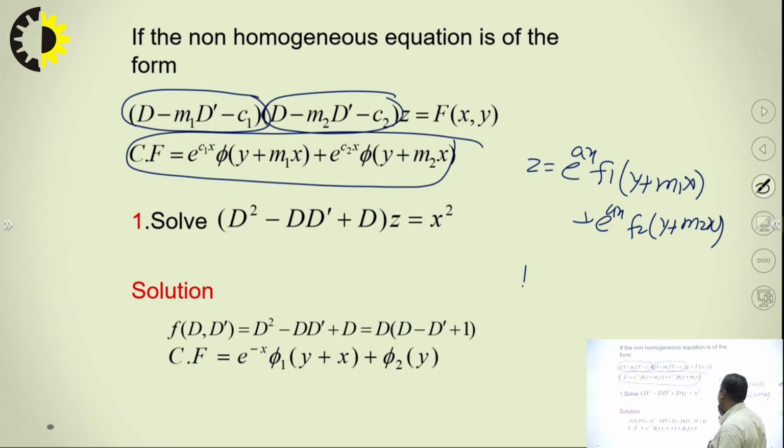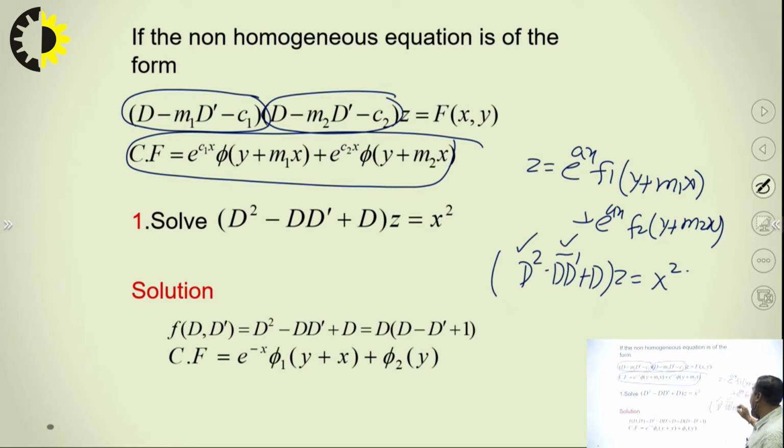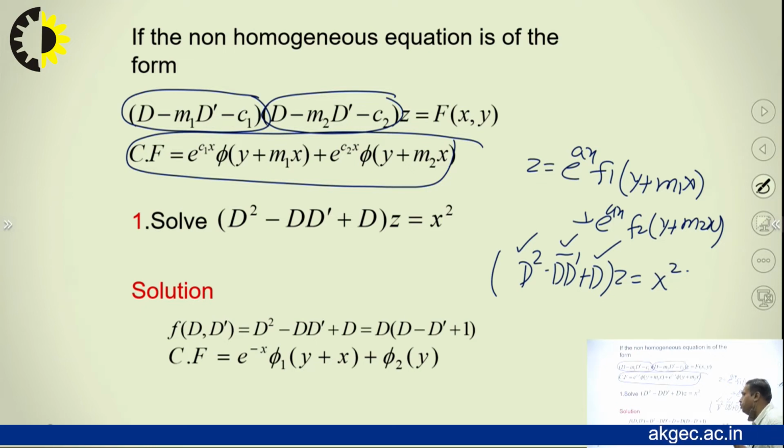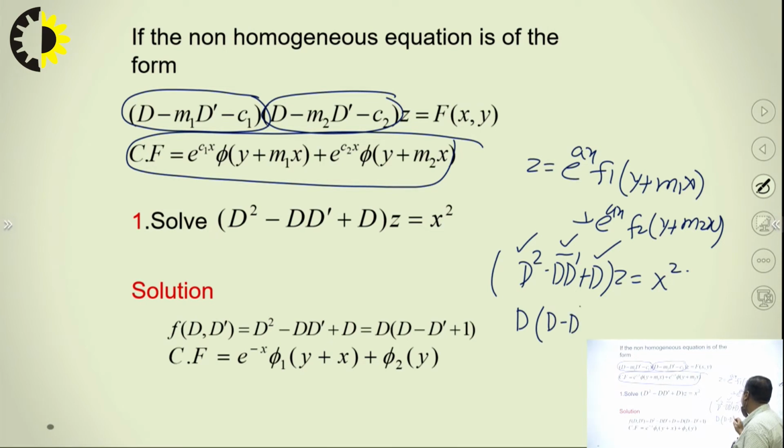d square minus dd dash plus d इंटू z इज इक्वल टू x स्क्वायर. सबसे पहले ये देखिए कि ये इक्वेशन नॉन होमोजीनियस क्यों है. 2 डिग्री यहां मिलाकर के 2 डिग्री, ये सिंगल डिग्री. जहां 2 और 1 डिग्री आ रही है दैट इज बिकम नॉन होमोजीनियस. केस लगेगा नॉन होमोजीनियस का. इसके फैक्टर करेंगे, d कॉमन लेंगे, d(d minus d dash plus 1) इंटू z बराबर 0. देयर इज dz बराबर 0.